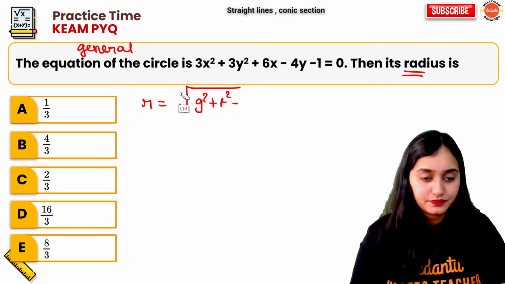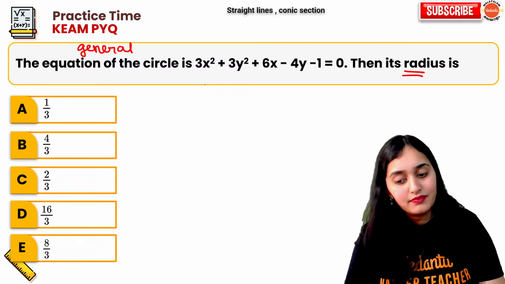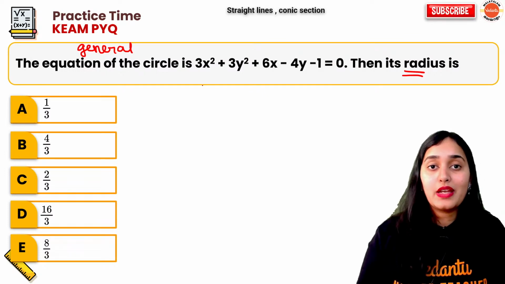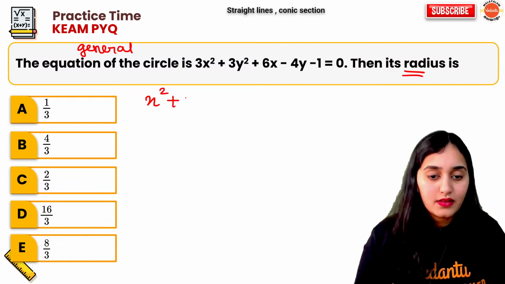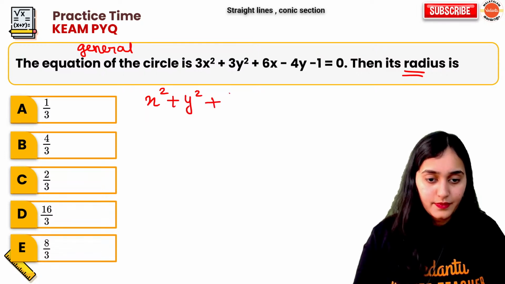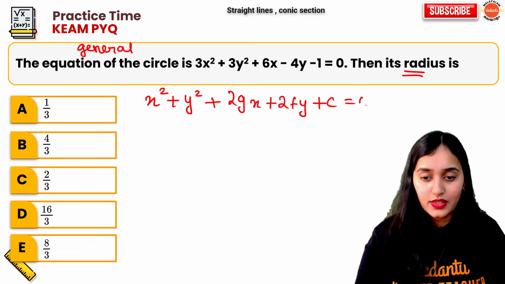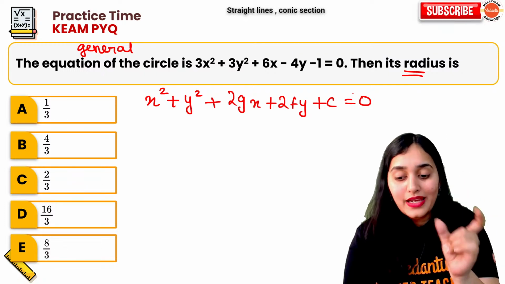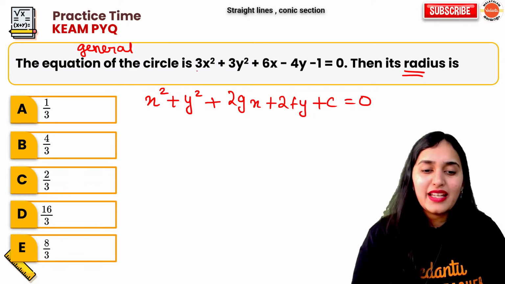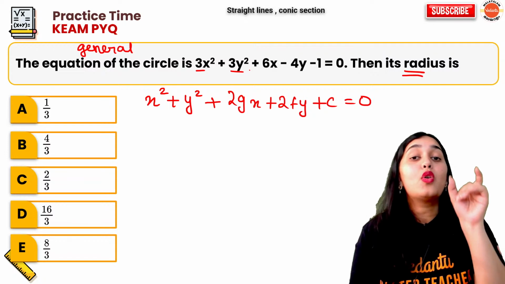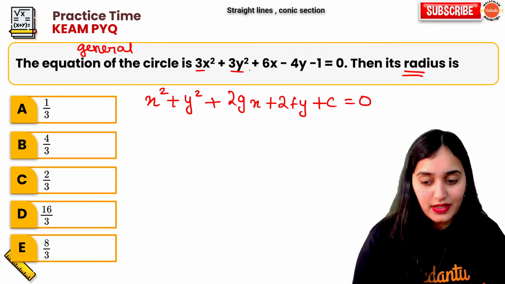Okay? Now, leave all that. First, we need to find out what is g, what is f, what is c, right? So here, if you look at the equation, what is my general equation? My general equation is x square plus y square plus 2gx plus 2fy plus c is equal to 0. This is my general equation of the circle. So first I will compare. Here I am seeing that x square and y square are having some coefficients. Now I don't want any coefficients. So what will I do?